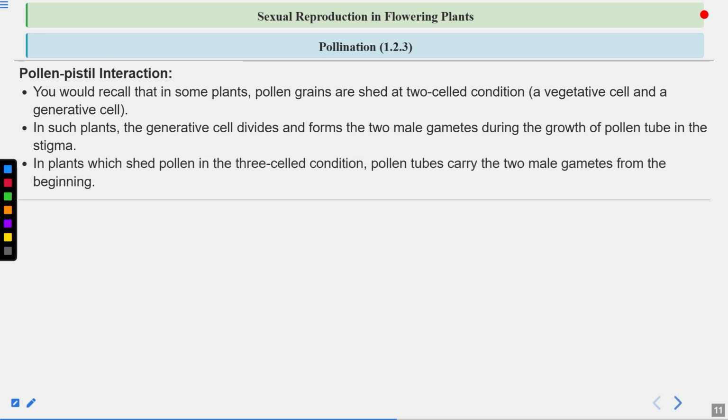Now, in a plant that sheds the pollen in the three-celled condition, the pollen tube carries the two male gametes from the beginning only, because they are already having the two male gametes. But for the pollen grain that is shed off at the two-celled stage, the two male nuclei are formed when there is a growth of pollen tube in the stigma. At that time, the generative cell divides into the two male nuclei. So this is the difference.